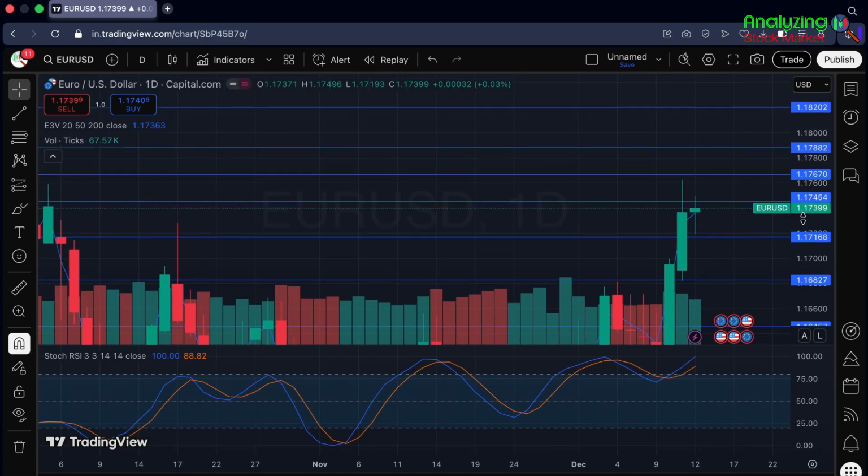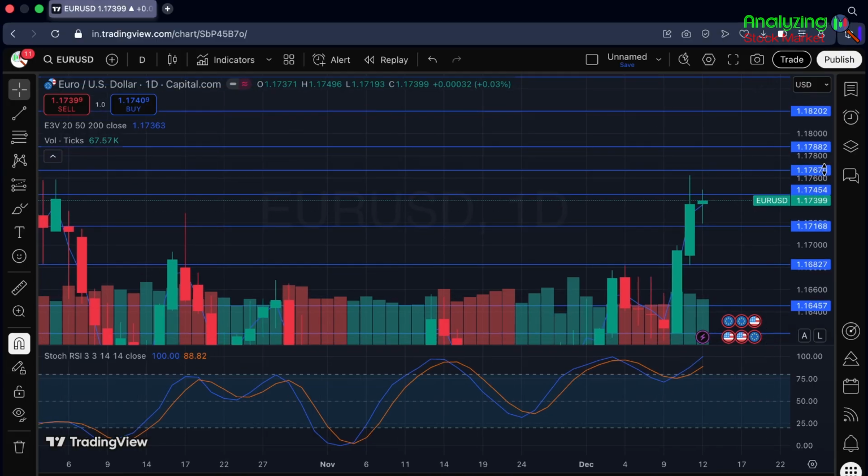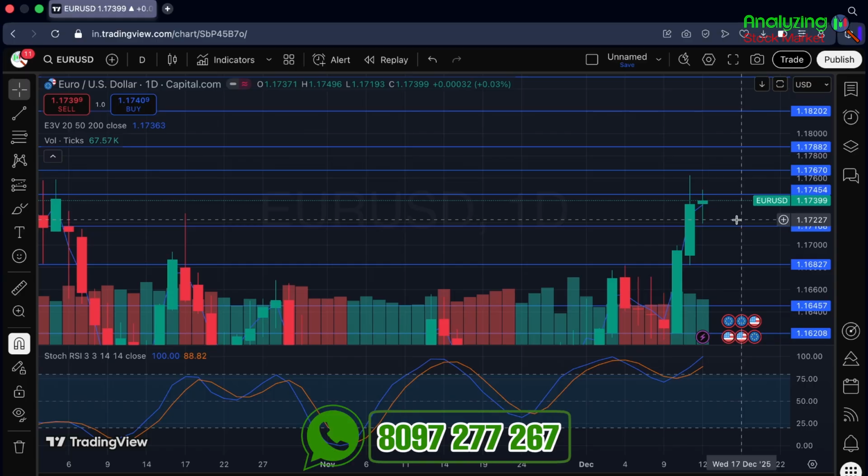So here 1.17399 is the closing. Here the direct support is 1.17168 and direct resistance is 1.17454. After direct support, there is a support of 1.16827 and then 1.16457. After direct resistance, there is a resistance of 1.17670 and then 1.17882. So these are two important support zones and resistance zones which will help you to take better stop loss and target levels according to your bias.